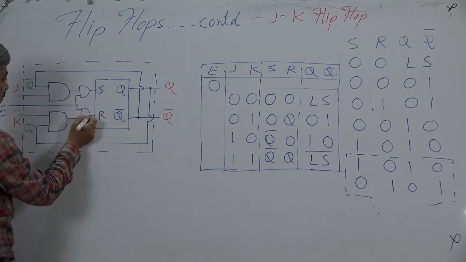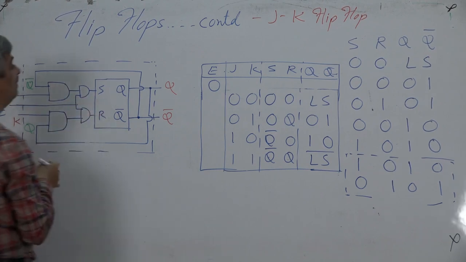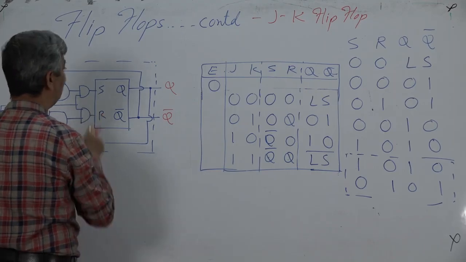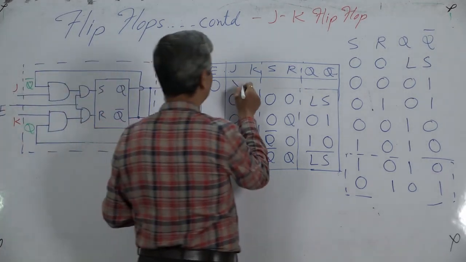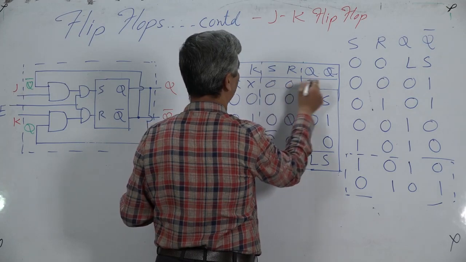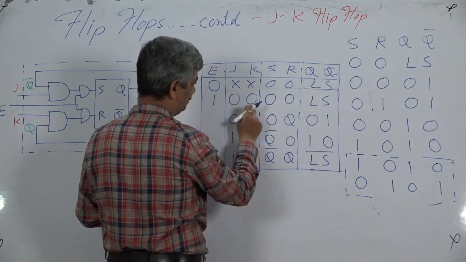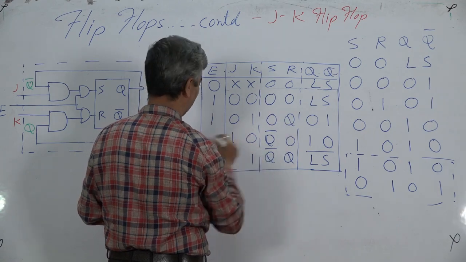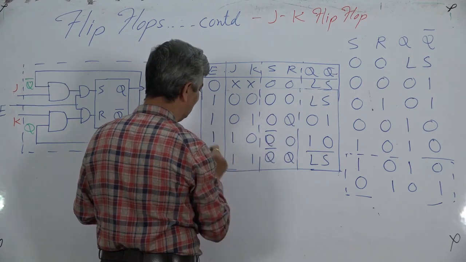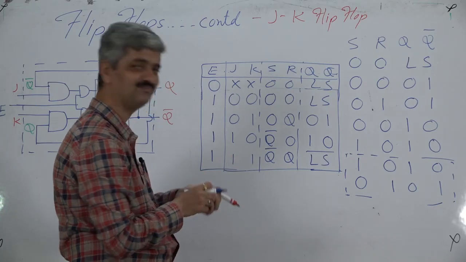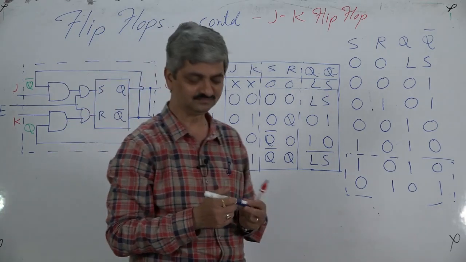When E is 0, irrespective of J and K, S and R would be 0 0. So, the last state will be continued. If E is 1, same as before, and if E is 1, again the same thing, always toggling, right?